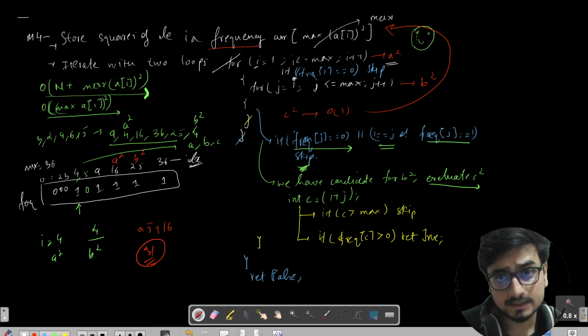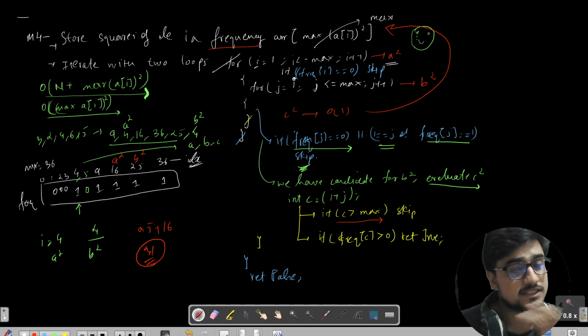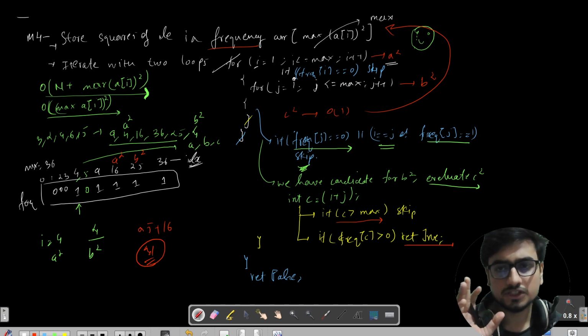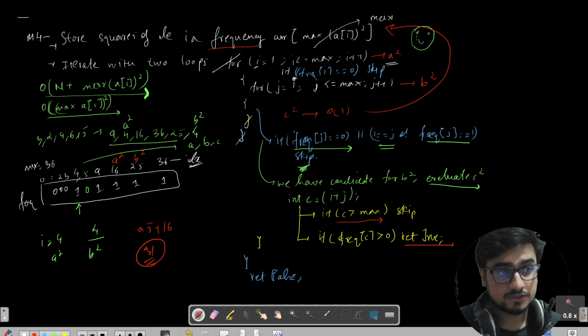So that's what I'm checking. That particular c square candidate, if it is greater than max, then definitely skip the iteration. For skip, you will just write continue in the code. And if the frequency of c is greater than 0, definitely you have found a triplet. You just say return true and that's it, right? So that's the entire dry run pseudocode I have shown you now.